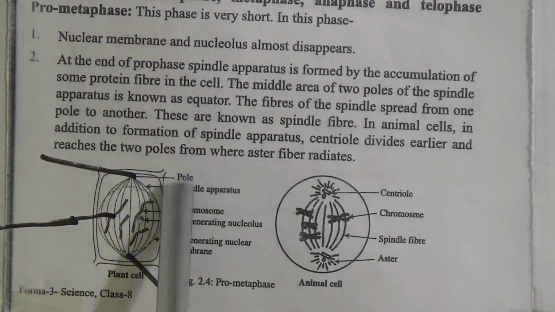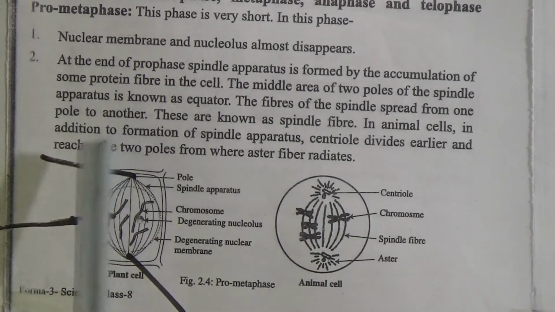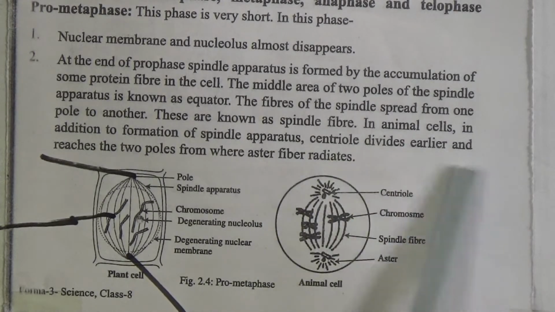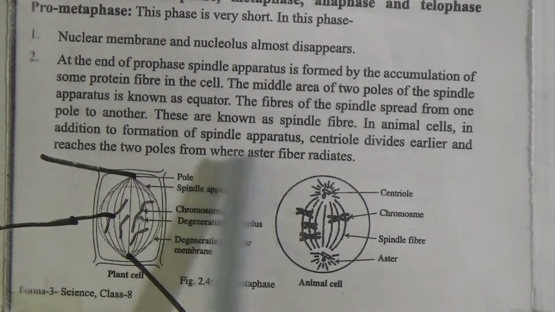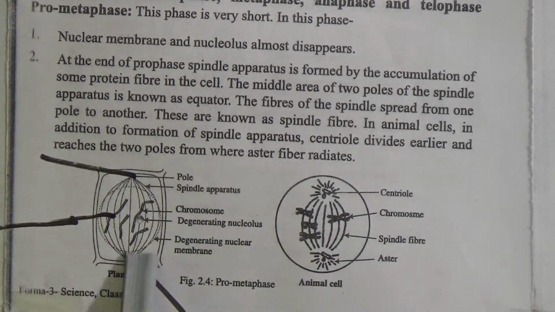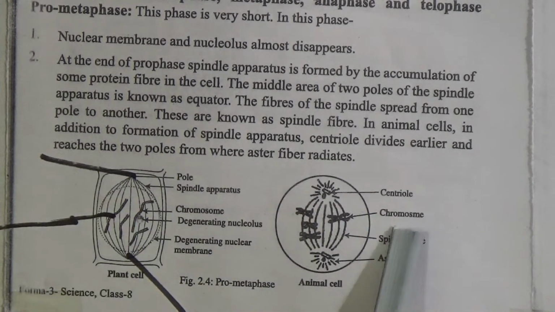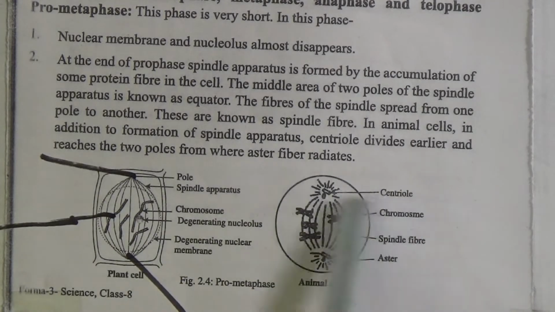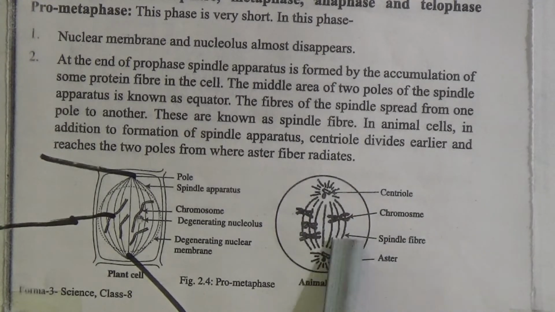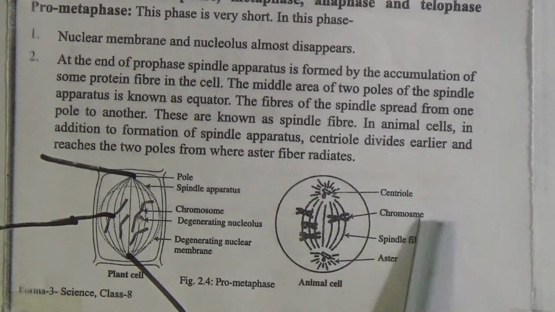And in animal cell, in addition to formation of spindle apparatus, centriole divides earlier and reaches the two poles from where aster fibers radiate. My dear students, this is the prometaphase stage of plant cell, and this is for animal cell. In animal cell, see this centriole, this is the aster, and this spindle fiber, this is chromosome.